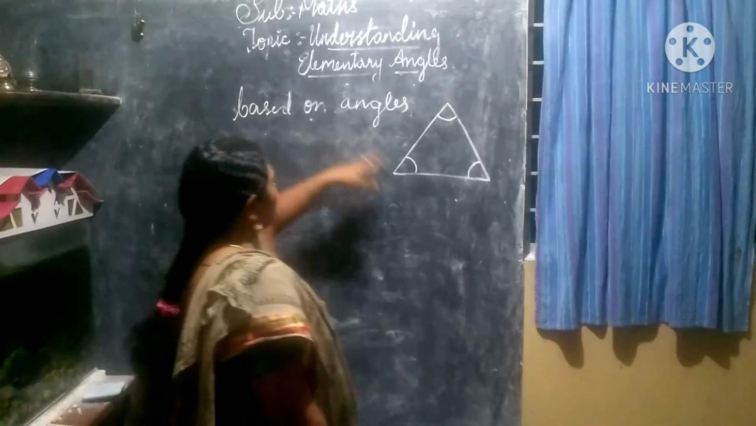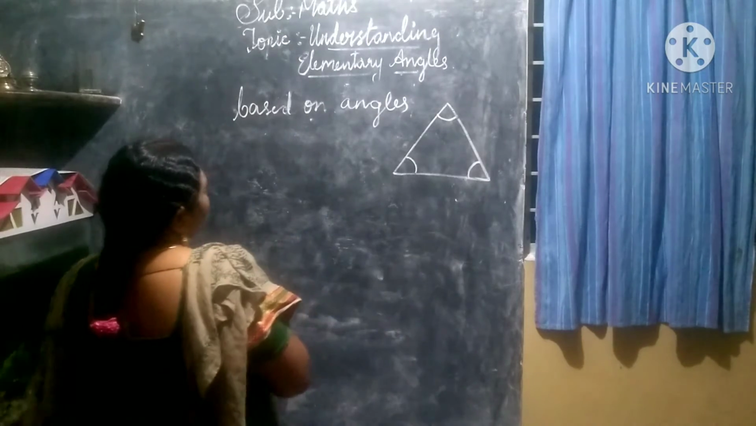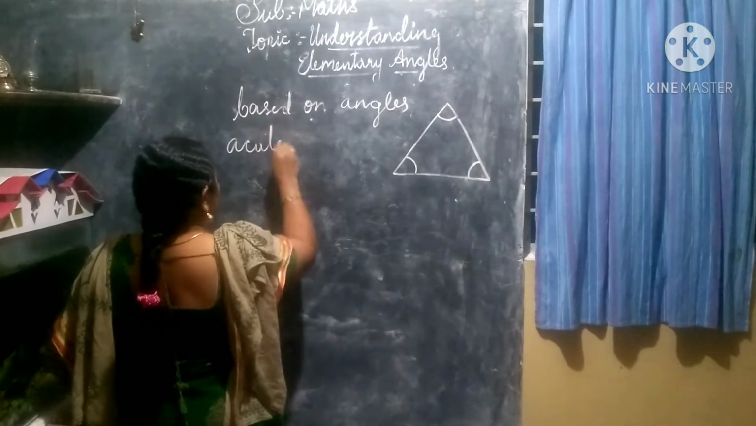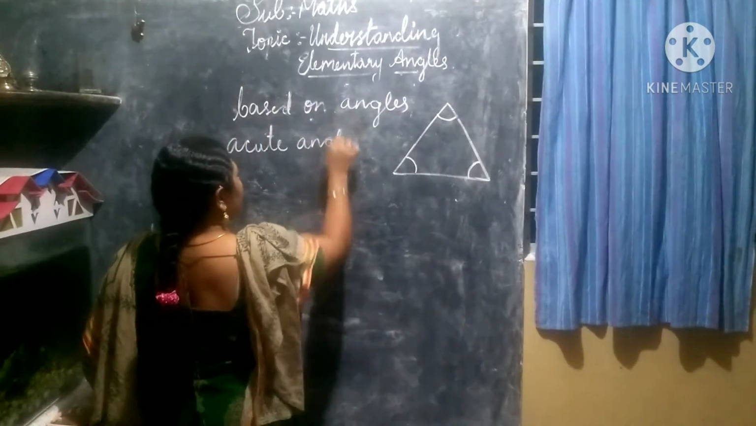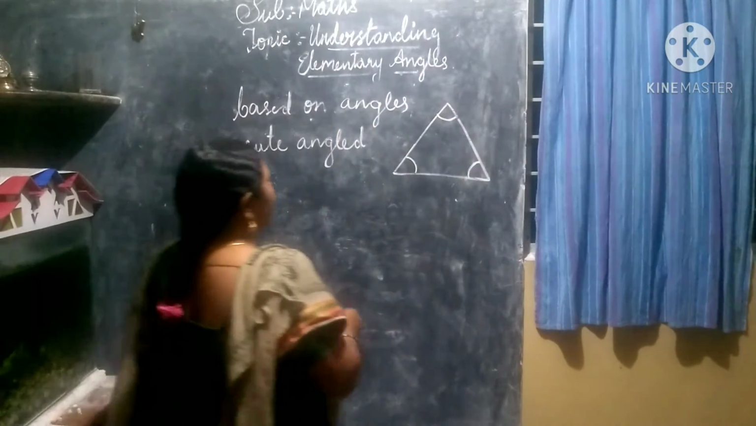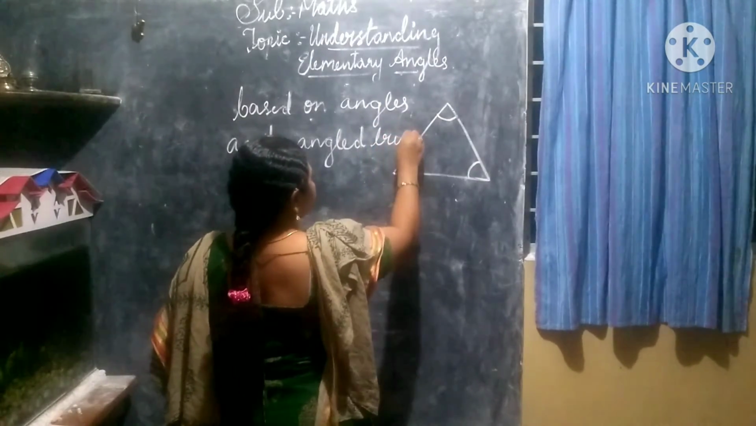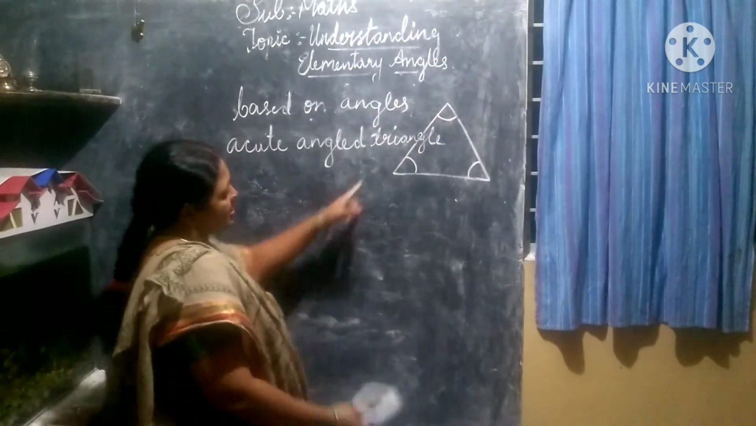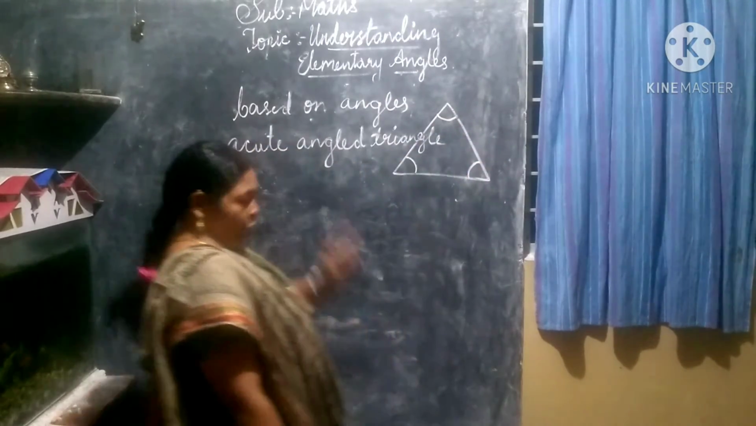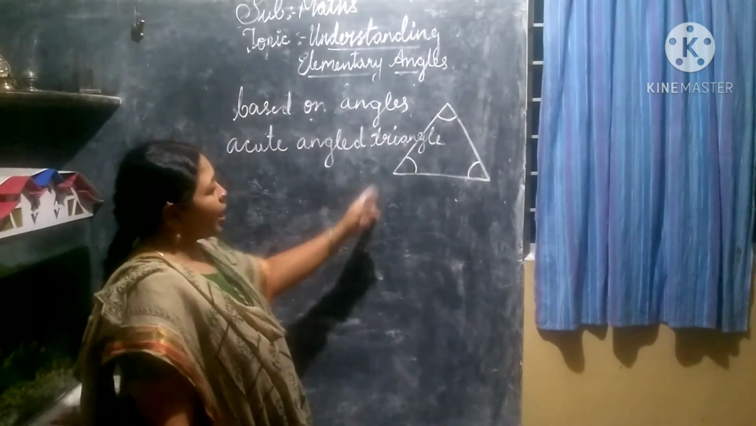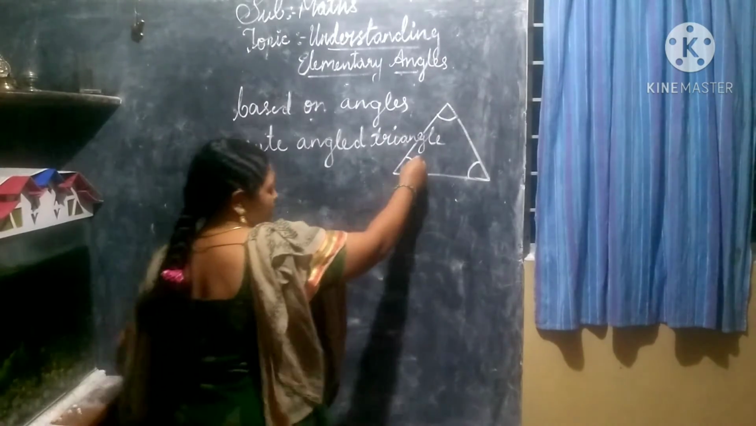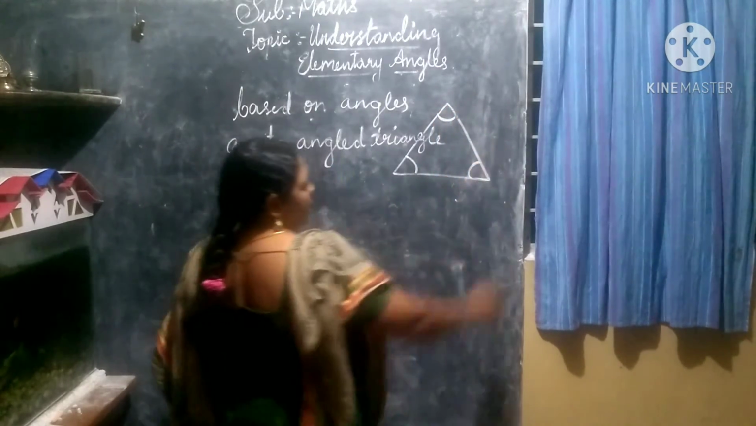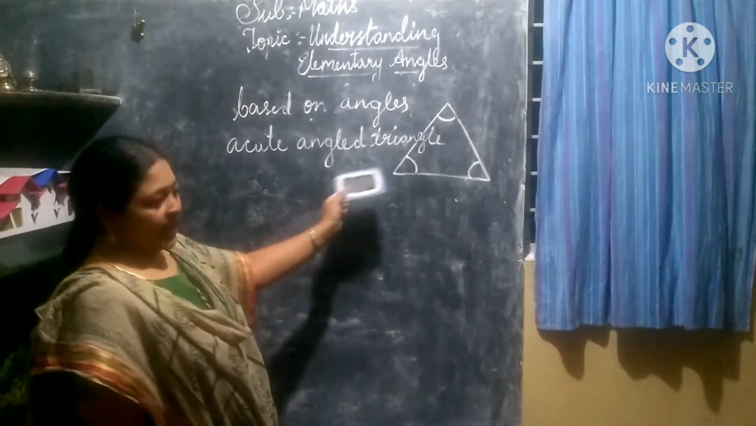So now we will see what are the triangles based on angles. The first one is the acute angled triangle. What is an acute angled triangle? When all the 3 angles of a triangle are acute angles, then it is called an acute angled triangle. For example, this particular triangle itself. Here, all the 3 angles are acute. Therefore, it is called an acute angled triangle.